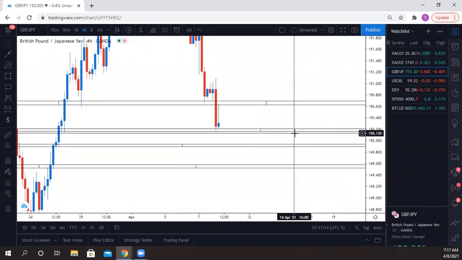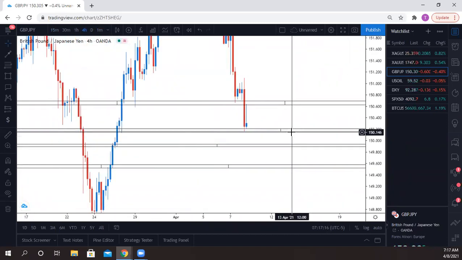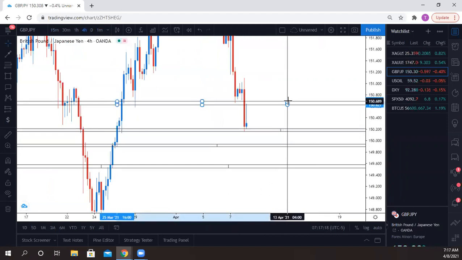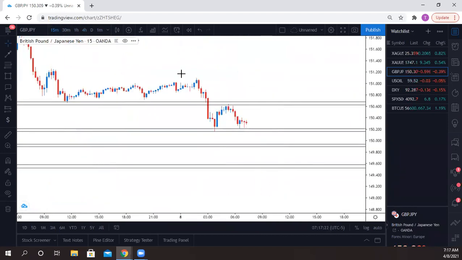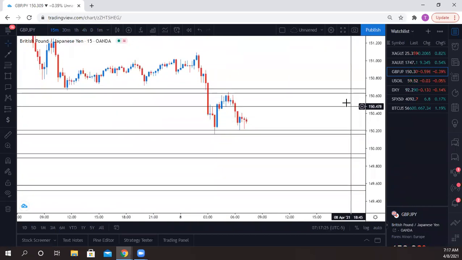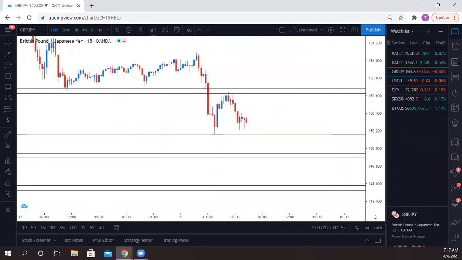And you notice I don't have a ton of indicators on here. I don't have a ton of nonsense. You don't need any of that stuff. So I'm just waiting on the break.